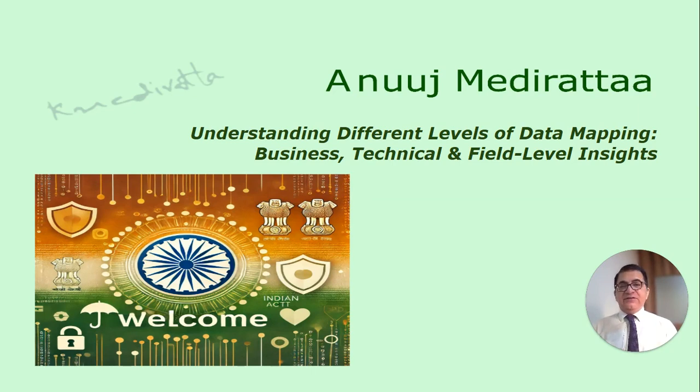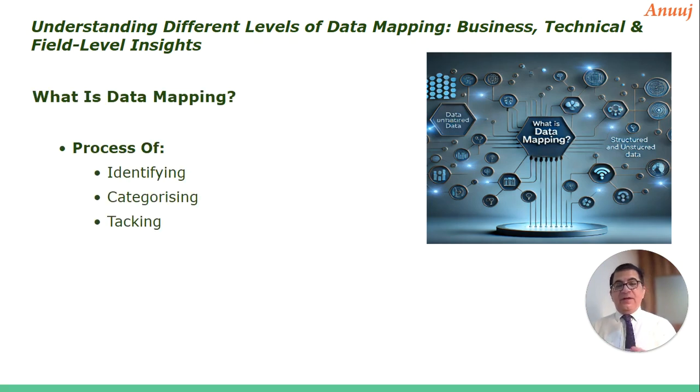And as I said, let's talk about the three different levels of data mapping that an organization should do in order to ensure that they know what data they have and how it's getting processed. Data mapping, as we now very clearly understand, is the process of identifying, categorizing, and tracking the personal data, or actually just the data. But since we are talking in terms of privacy, we call it personal data in your organization.